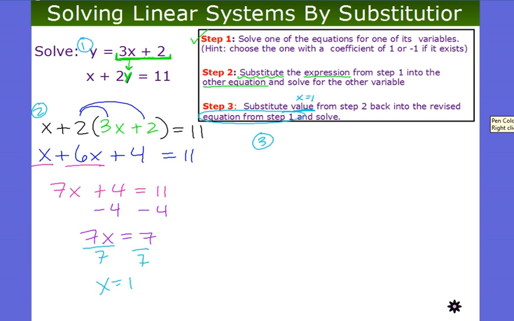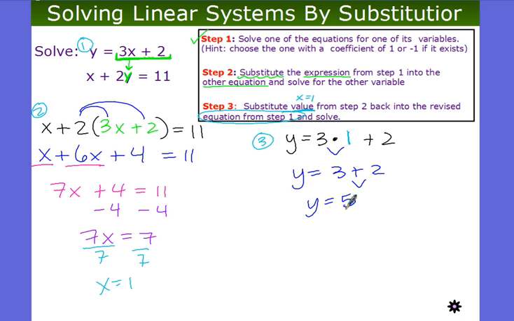So I take the equation from step 1, y equals 3 times whatever x is plus 2, and I take my number for x and I plug it in for the x value. From there, I just simplify. So 3 times 1 is 3 plus 2, and then 3 plus 2 is 5. So y equals 5. Once I've done that, I now have a solution because I take the x value 1 and the y value 5, and I write them in an ordered pair.